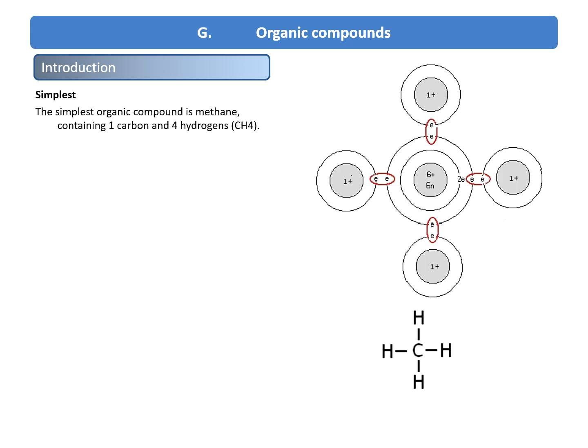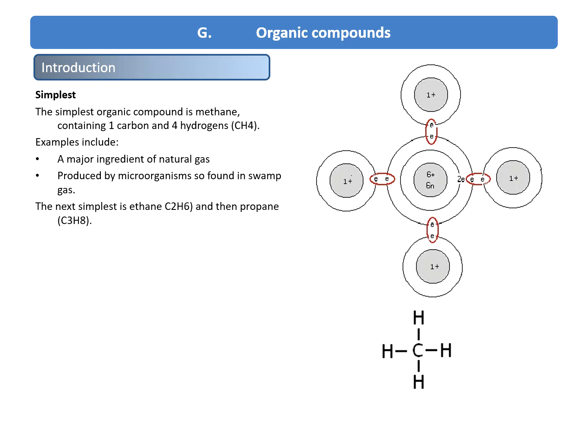The simplest organic compound is methane. It contains 1 carbon and 4 hydrogens. Examples include a major ingredient of natural gas. It's produced by microorganisms, so it's common in swampy areas, in swamp gas. It's also found in flatulence, and it's been discovered in some of the atmospheres of moons in our solar system. The next simplest is ethane, C2H6, and then propane, C3H8.